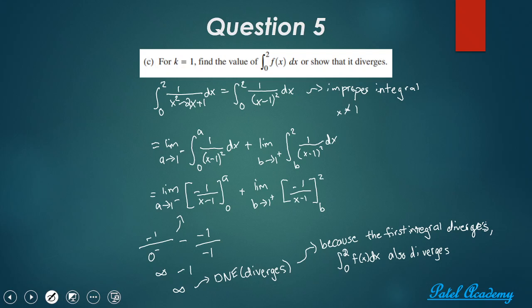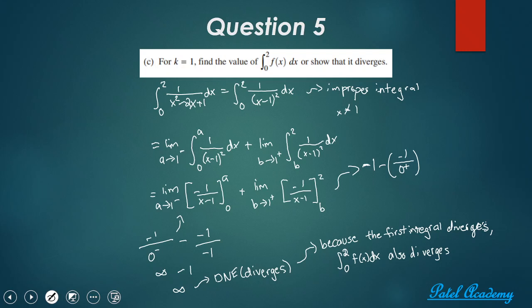And then for the second one, I'm not going to write it out because it's a very similar idea. If I plug in 2, I'm going to get a concrete answer. When I plug in my b value, I'm going to take the limit as b goes to 1 from the positive side. So I'm going to approach 0 from the positive side. So actually, I'll just show it. So this becomes, when I plug in 2, I get negative 1, and then minus negative 1 over 0 plus.